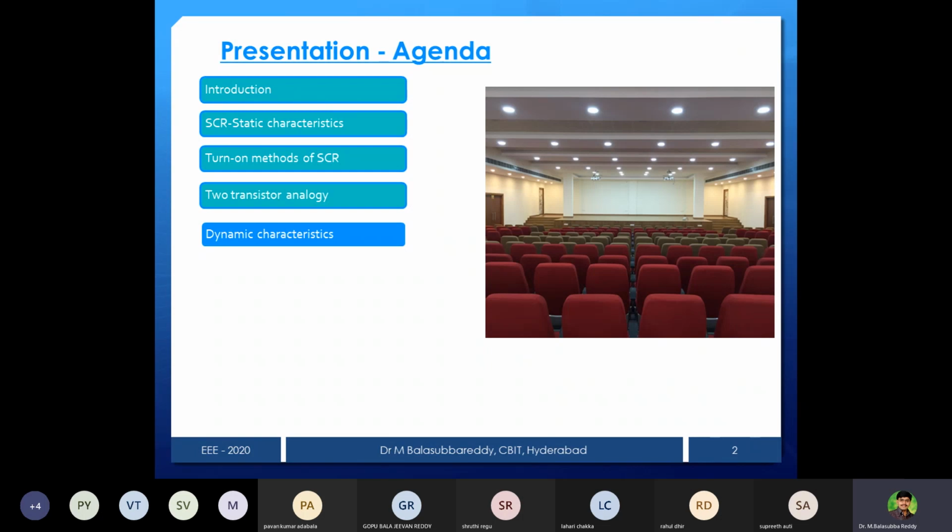Now dynamic characteristics means here the device is in the off state initially, and you are applying some turn-on methods, and the device is going on. While it goes from off state to on state, what will happen dynamically inside during that process, we call it the dynamic characteristics during the on process. Similarly, the device is already in the on state. Now we are going to turn off the device. Initially it is in the on state. After that we are going to turn off the device.